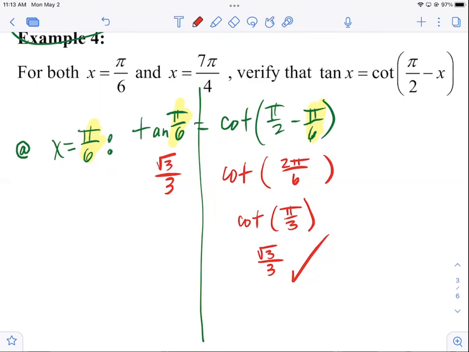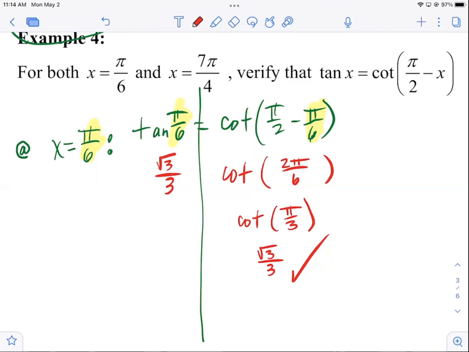What'd you do? Yeah, it does. No, don't turn it into tangent. No, because then that's kind of proving the identity to prove the identity. Yeah, so don't do that. No, don't do that.